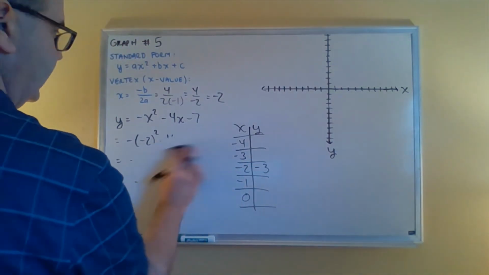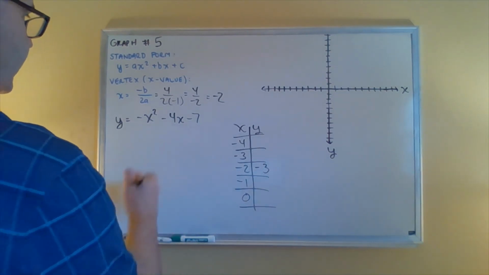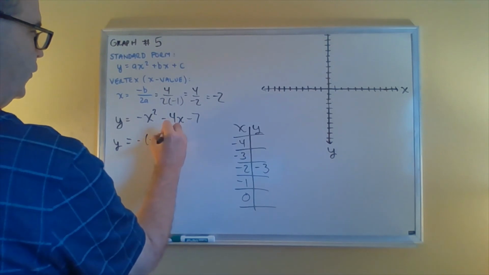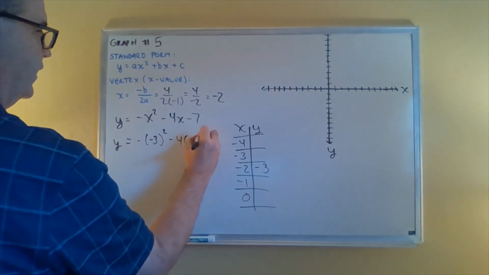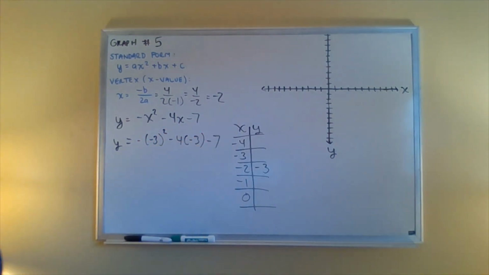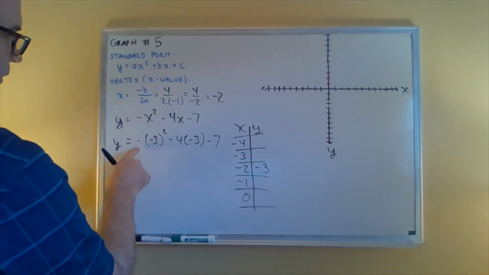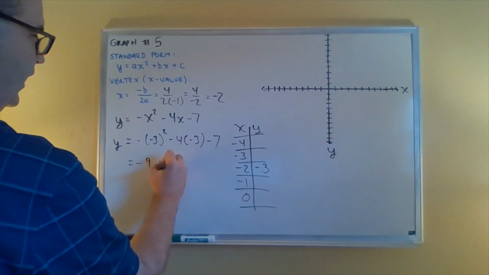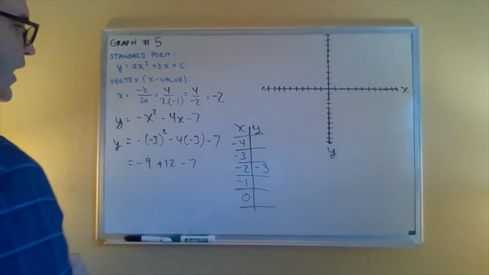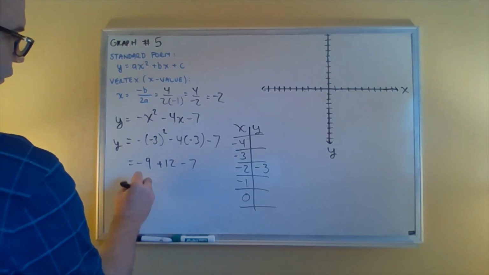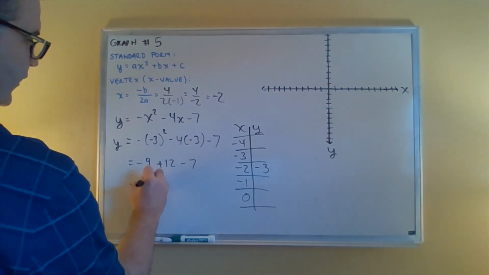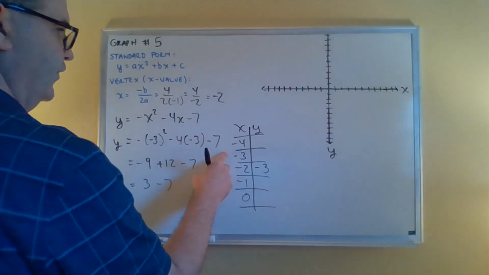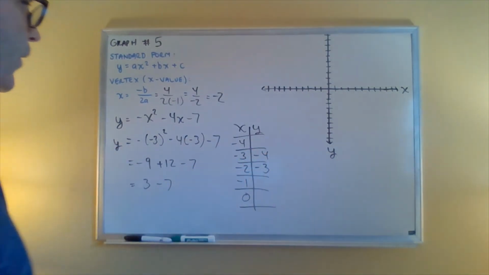Next value I'm going to look at is, I'm going to plug in -3, so I'll get the opposite of -3 squared minus 4 times the -3 minus 7. Well, -3 squared is 9. The opposite of that is -9. -4 times -3 is a positive 12. And finally subtract my constant of 7. So -9 plus 12 is a positive 3. 3 minus 7 is -4. So when x is -3, y is -4.